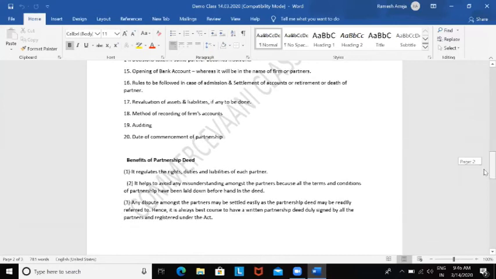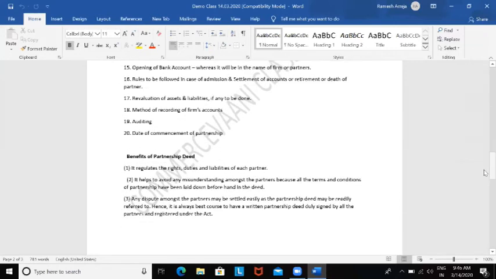Next thing is the benefits of the partnership deed. Now, what is the benefit? If you have a written document, a written agreement, what benefits does it have? It regulates the rights, duties, and liabilities of each partner. Every partner will know what my rights are, what my duties are, and what my liabilities are.